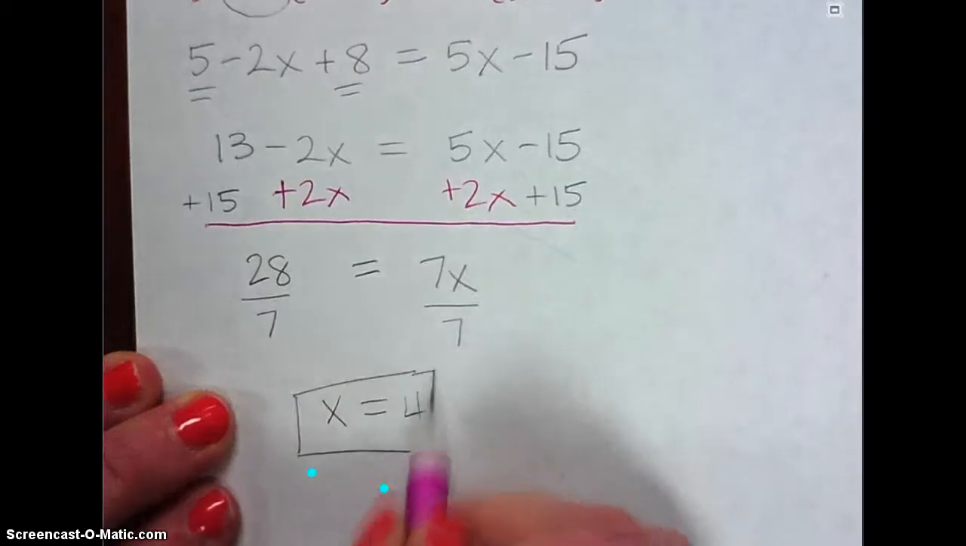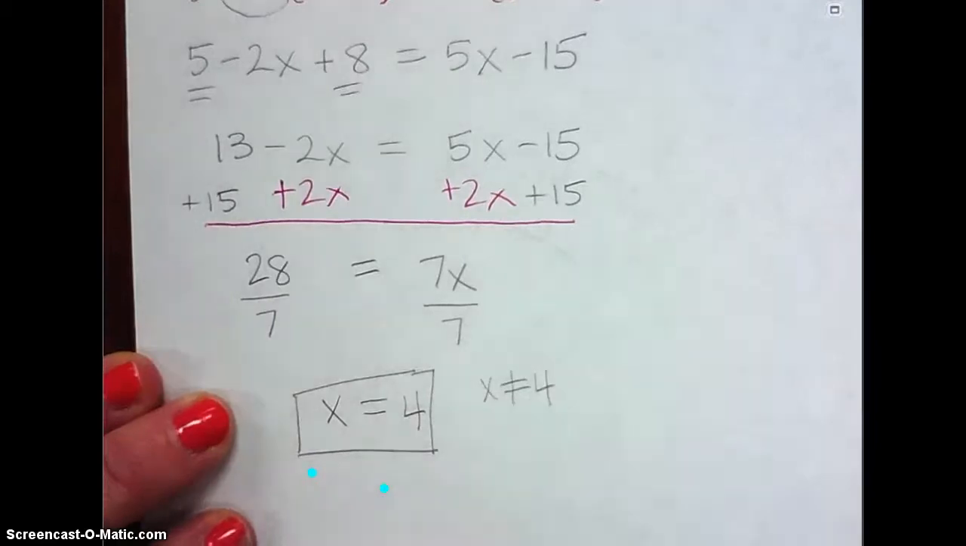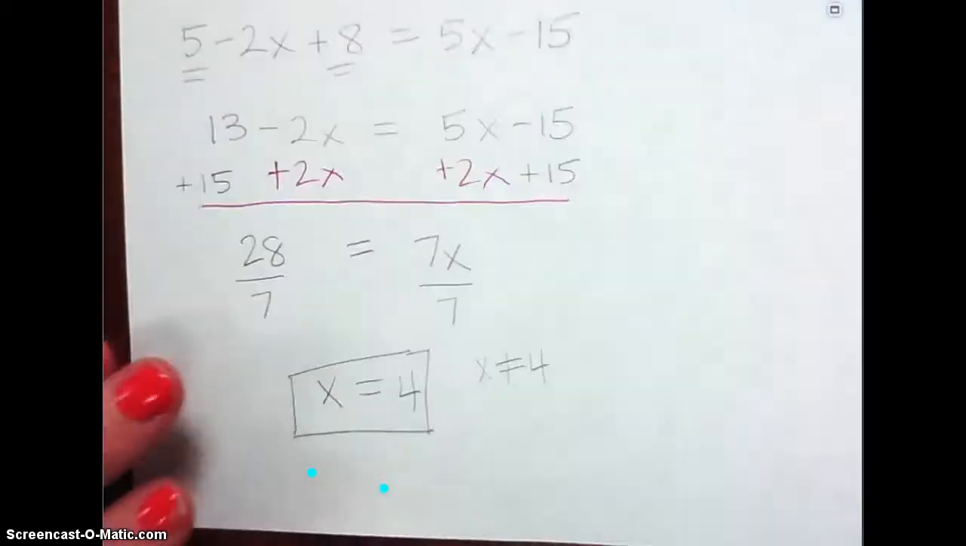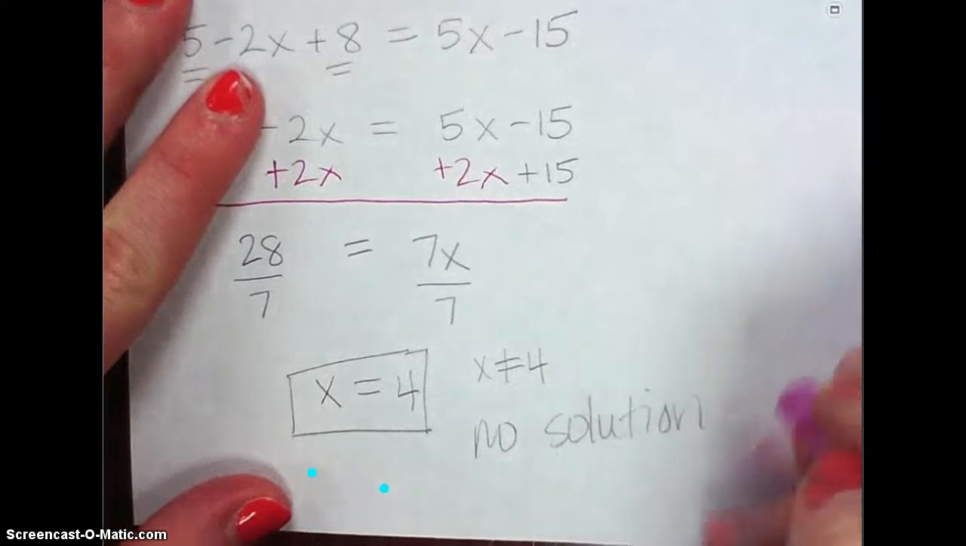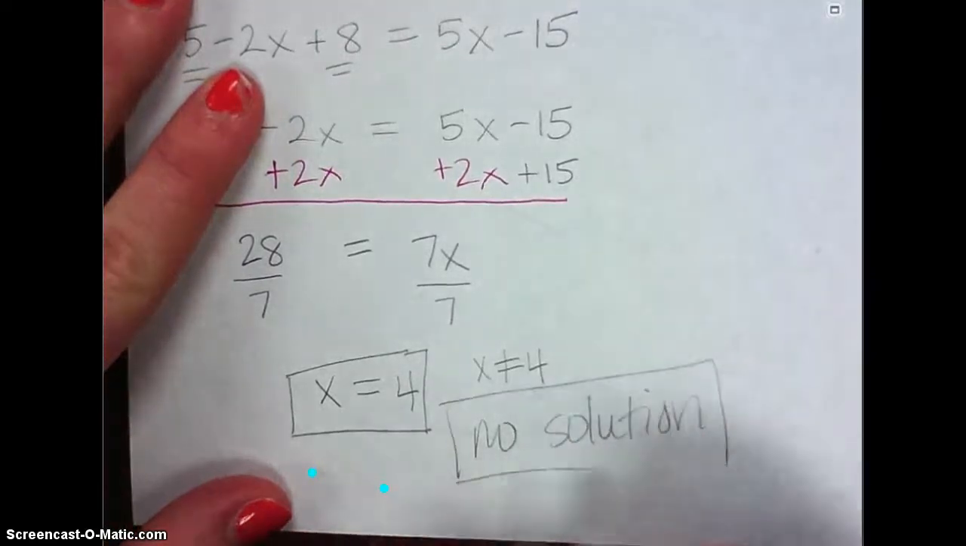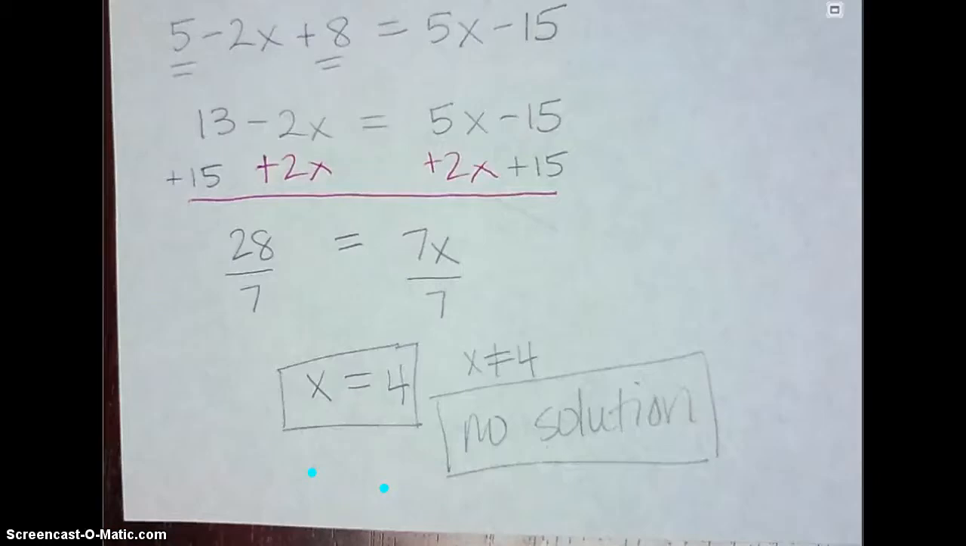What do we say in the restrictions? Yeah, in the restrictions we said x cannot equal 4. So if you get a contradiction, no solution. Well, you're still solving the equation, so you're trying to say, is there a solution or what is a solution? And in this case, there is not one.